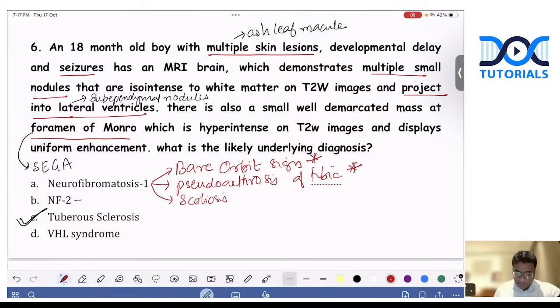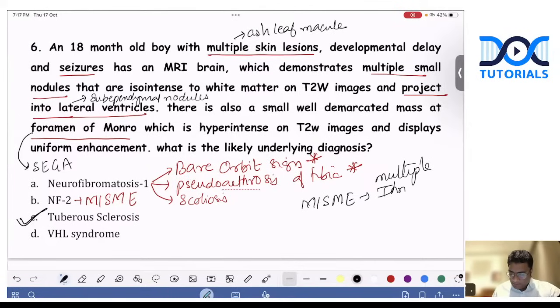NF2 is MISME lesions. What is MISME? Multiple inherited schwannomas, meningiomas, and ependymomas.